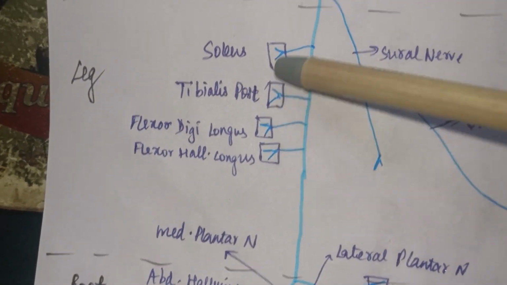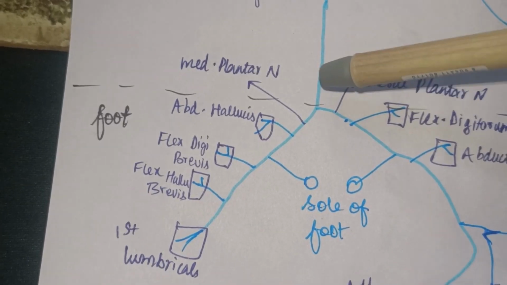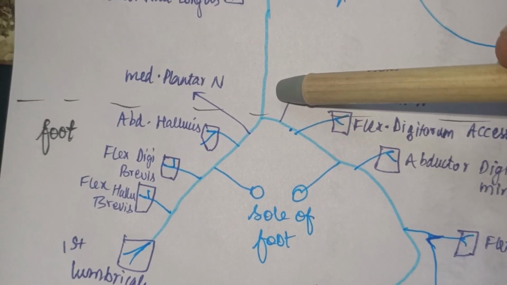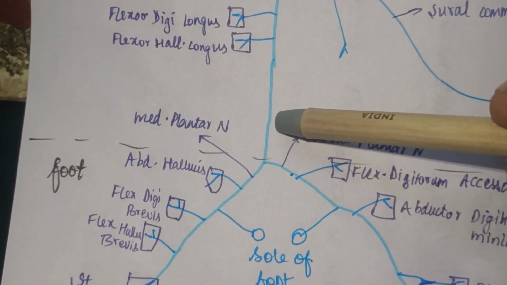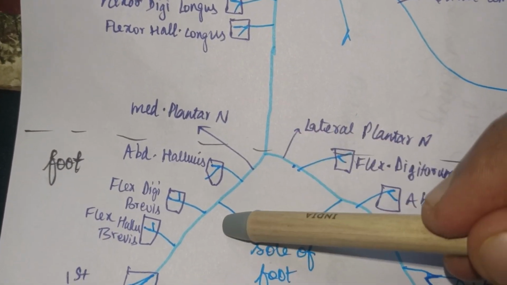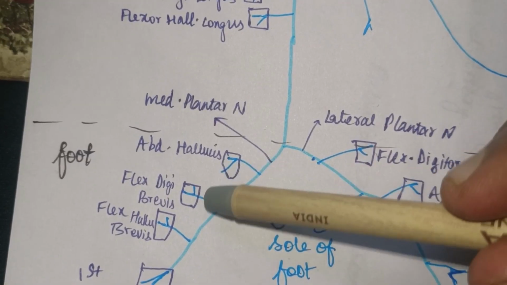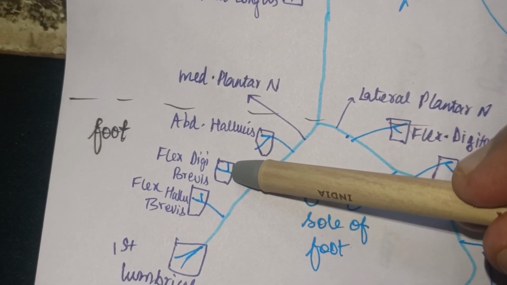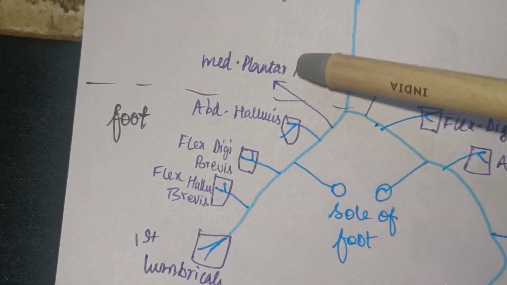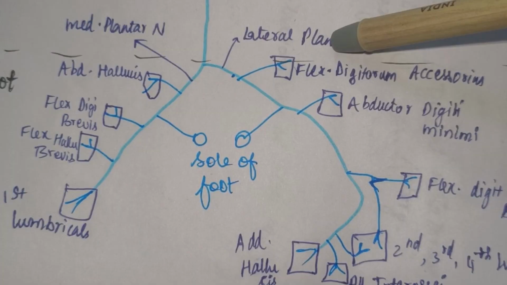So it supplies these four muscles of the leg and it moves vertically downward along the foot and supplies many muscles. So let us see clearly. Now this tibial nerve comes downward and divides into two nerves: this one is the medial plantar nerve and the lateral plantar nerve. The medial plantar nerve supplies the abductor hallucis muscle, flexor digitorum brevis muscle, flexor hallucis brevis muscle, and the first lumbrical. The medial plantar nerve supplies four important muscles of the foot, and the lateral plantar nerve supplies many muscles.